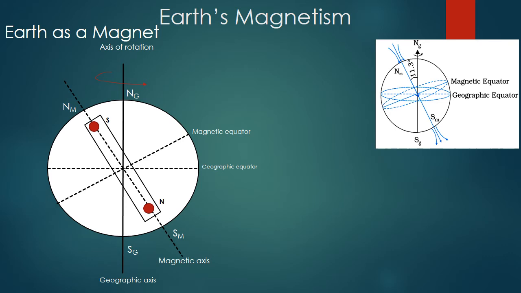Now we will check the terms once again. Here, NG is geographic north, SG is geographic south, NM is magnetic north and SM is magnetic south. And inside the earth we are assuming a bar magnet. S and N are the south and north pole of this bar magnet. Geographic axis is a straight line connecting NG and SG. Magnetic axis is a straight line connecting NM and SM.